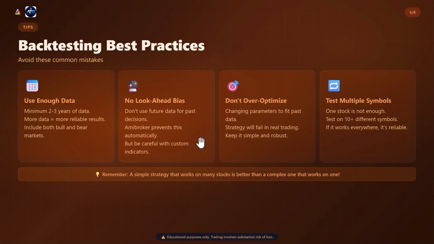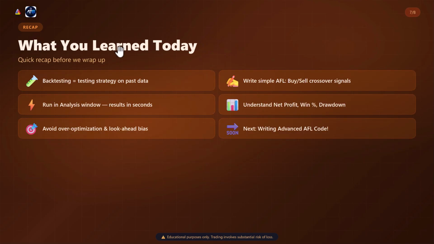Simple thing is, Amibroker handles this if you write correct code. Third, don't over optimize. If you change parameters to fit past data perfectly, it will fail in future. Keep your strategy simple. Fourth, test on multiple symbols, not just one stock. Test on 10 or 20 stocks. So these tips will save you from big mistakes.